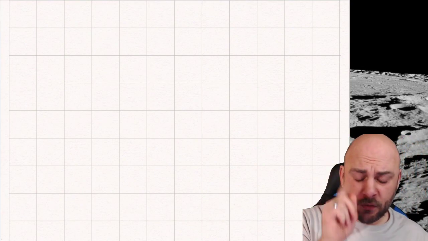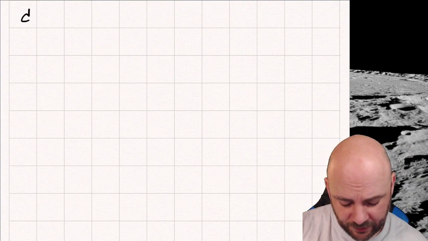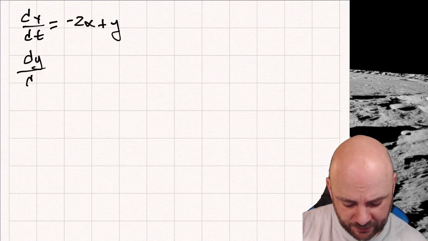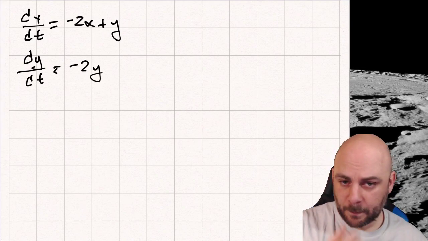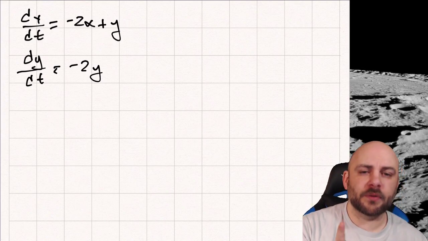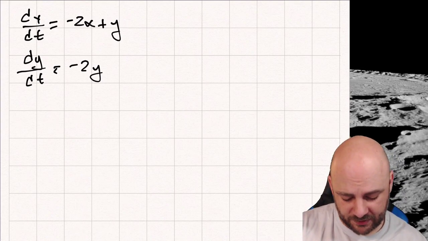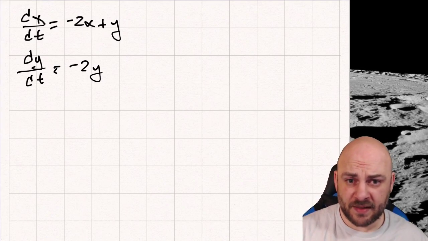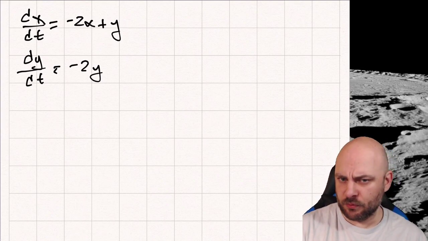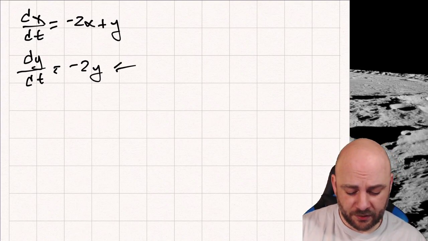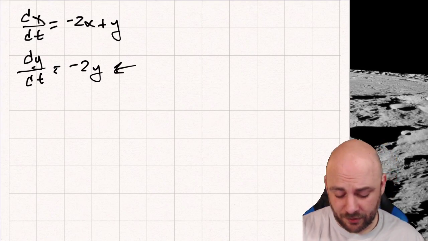All right. First, I want us to consider this system right here. dx/dt equals negative 2x plus y, and dy/dt equals negative 2y. If you're faced with this, you should know that you can move forward and solve this explicitly without having to invoke any of this sort of matrix vector stuff. And that's great because it's going to give us an opportunity to explore how I would tackle this. The reason is because it's partially decoupled.